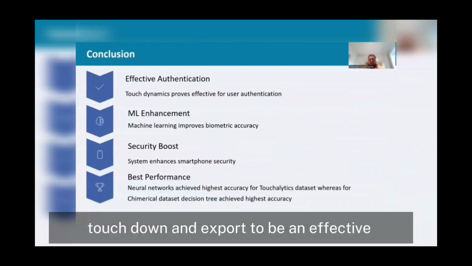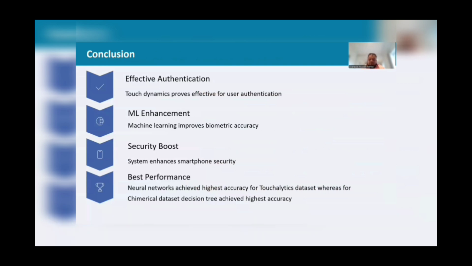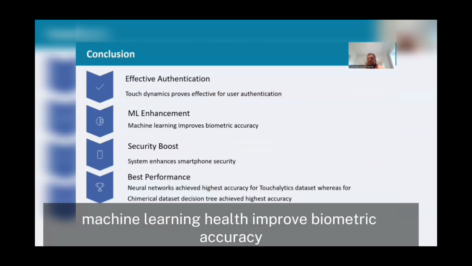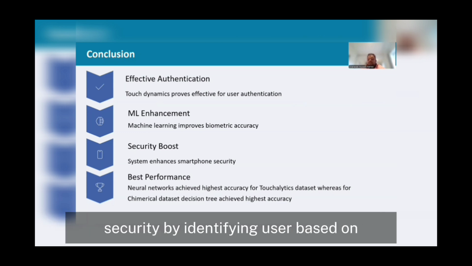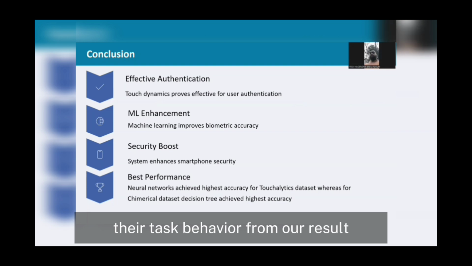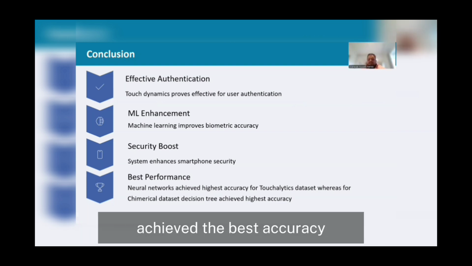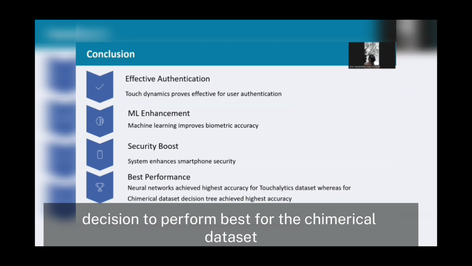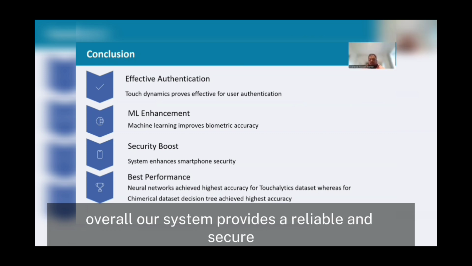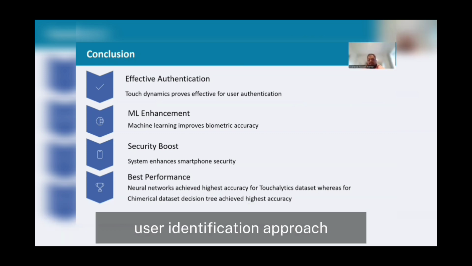Conclusion: touch dynamics proved to be an effective method for user authentication. Machine learning helped improve biometric accuracy and overall system performance. This system also enhances smartphone security by identifying users based on their touch behavior. From our results, we can see that the neural network achieved the best accuracy for the Touch Analytics dataset, while decision tree performed best for the chemical dataset. Overall, our system provides a reliable and secure user identification approach.